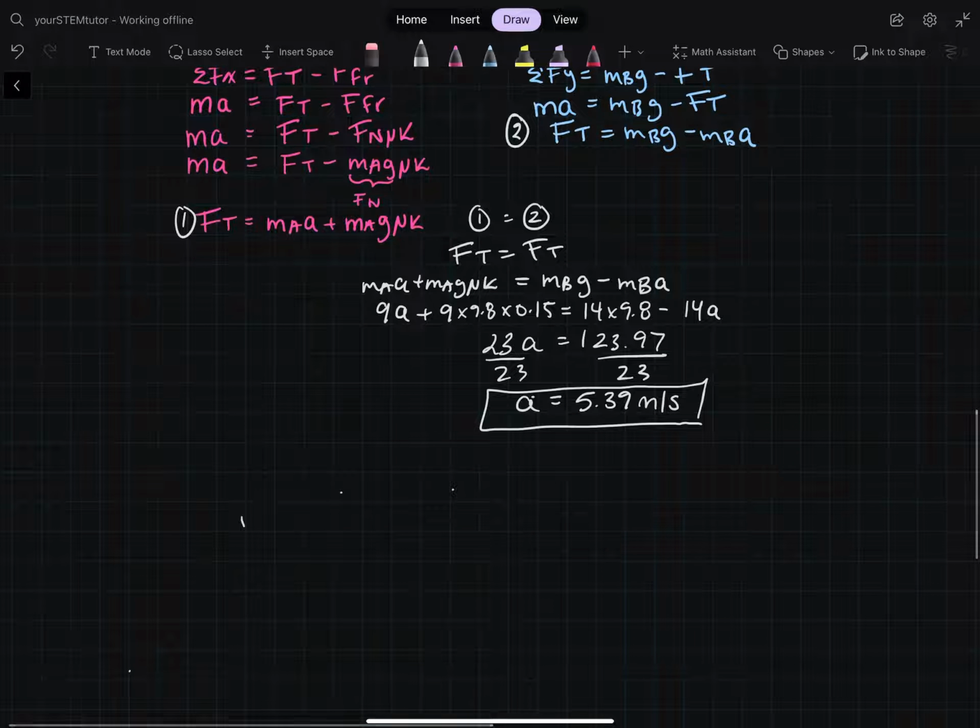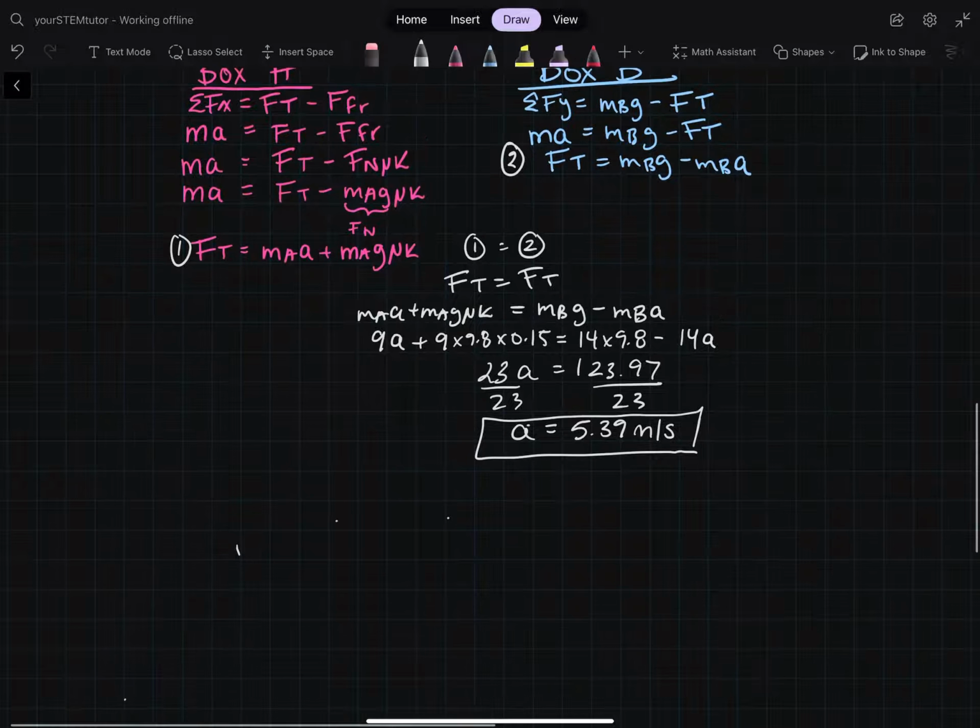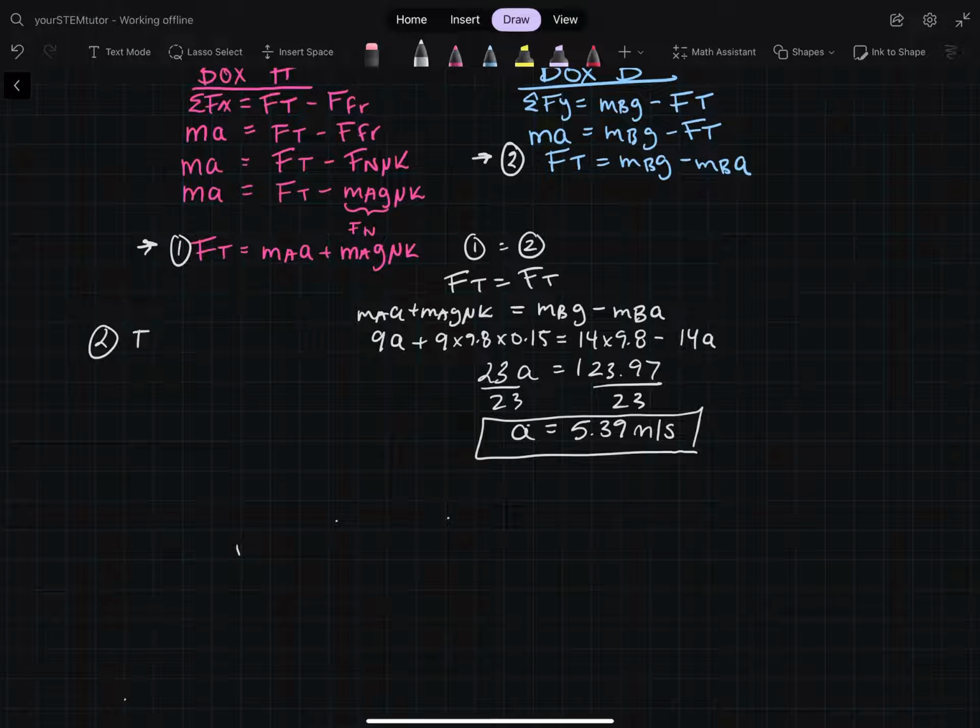We can use either of our previously made equations over here. I'd rather do number 2 because it's just a little bit simpler. So if you do equation number 2, we have that force tension equals mass B gravity minus mass B acceleration.